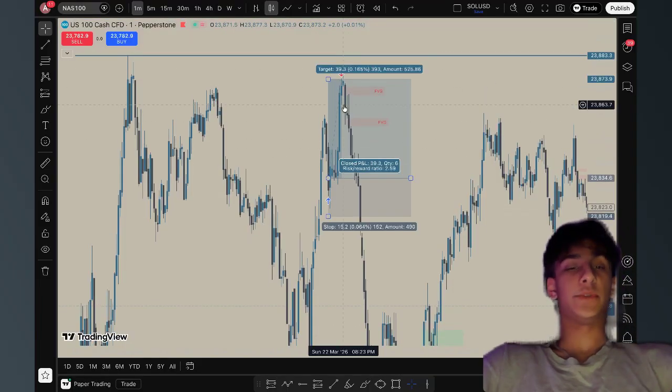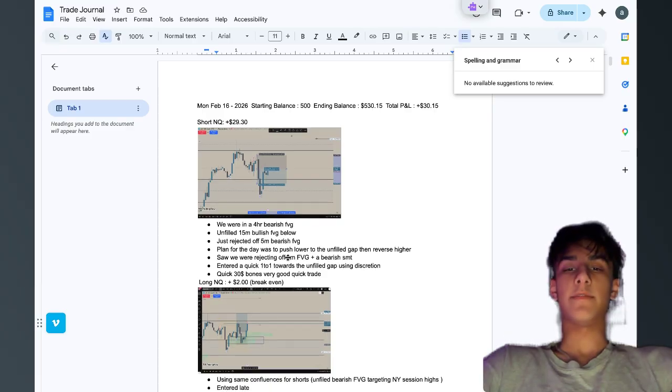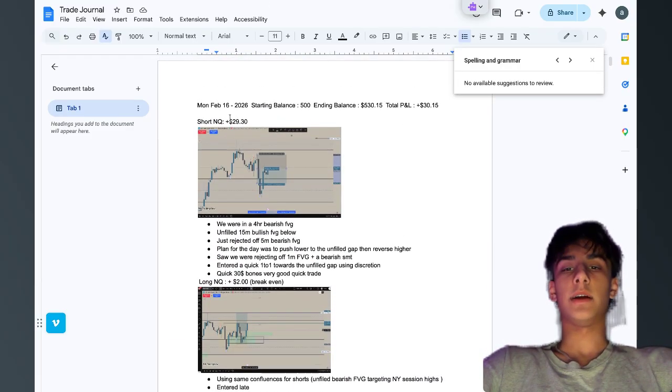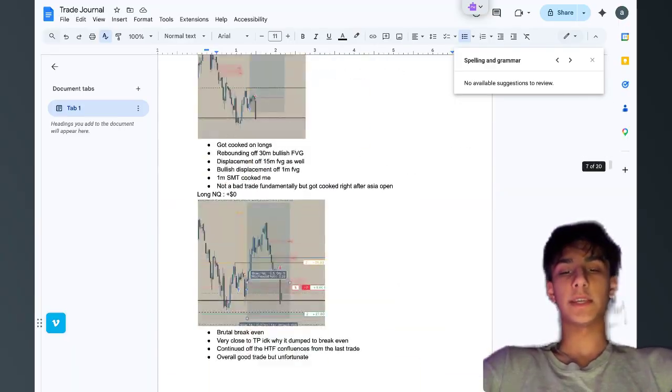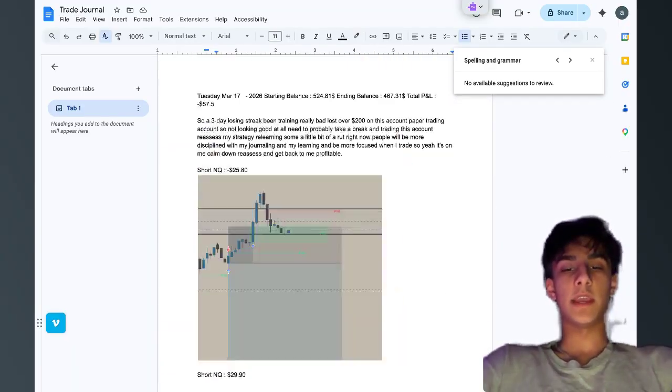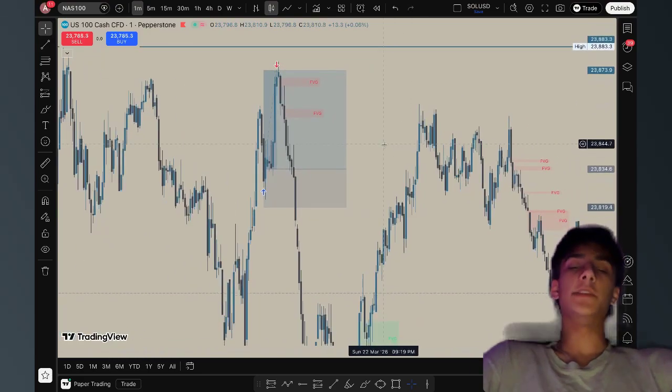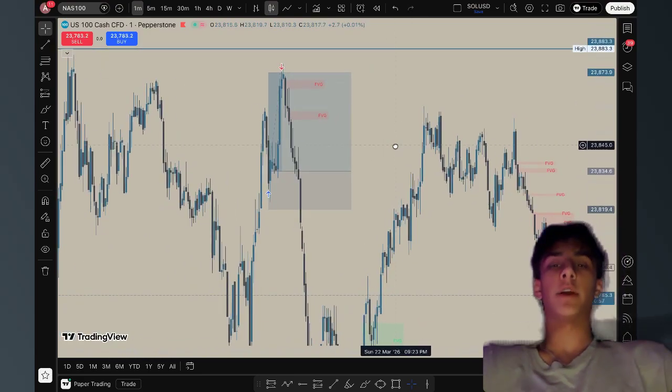So before I get into the actual trade, I want to talk about this account. I've had this account ever since around February. So right now it's March, so it's been a little over a month of me paper trading this account. I journaled all the trades in this document over here. It's been pretty good, ups and downs, but essentially this is just me practicing my new Asia model, which I went over in my last video.